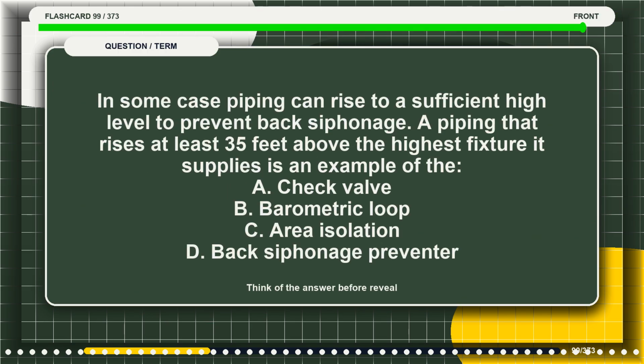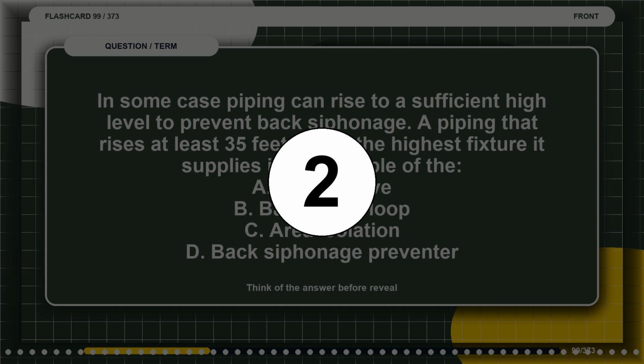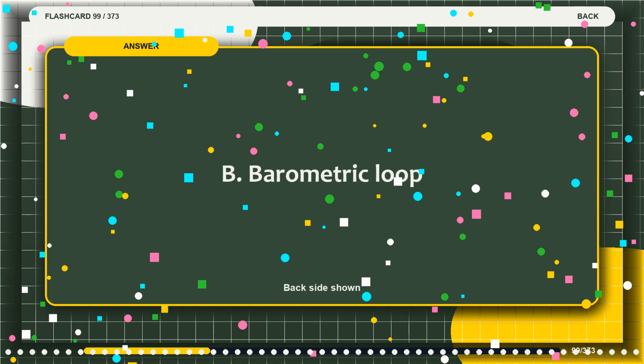Flashcard 99. In some cases, piping can rise to a sufficient high level to prevent back siphonage. A piping that rises at least 35 feet above the highest fixture it supplies is an example of the A. Check valve. B. Barometric loop. C. Area isolation. D. Back siphonage preventer. Think of the answer before the reveal. The answer is B. Barometric loop.